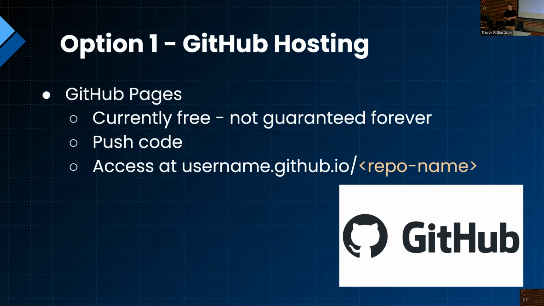So when it comes to having your own server to host your stuff on, the easiest by far is GitHub Pages. It's currently free. That's not guaranteed forever, of course, but they said they're going to support it for quite a while. Basically, all you have to do is make a repo on your account, username.github.io, and then push the code to it. I can show you a quick example of mine.